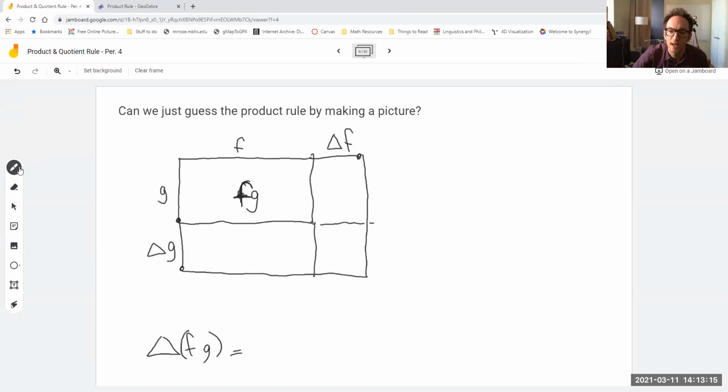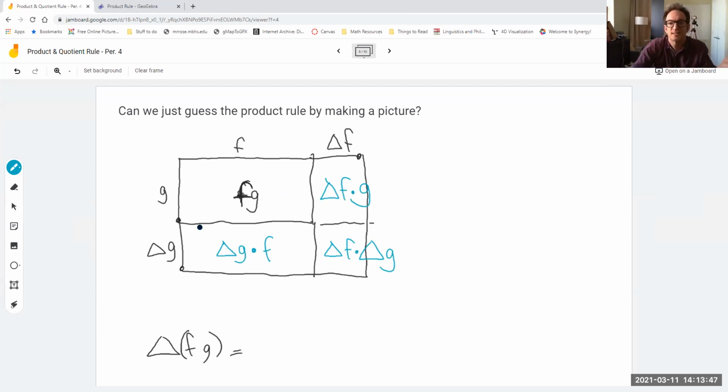And so, switching colors here, what do we get? Well, you get these sort of three extra little rectangles, right? This is delta g, the infinitesimal change in g, times f. This is the infinitesimal change in f times g. And this is the product of the infinitesimal change in f and the infinitesimal change in g. This is actually kind of a follow-up to what we did in the video with the derivative of x squared and x cubed. So this should be kind of familiar.